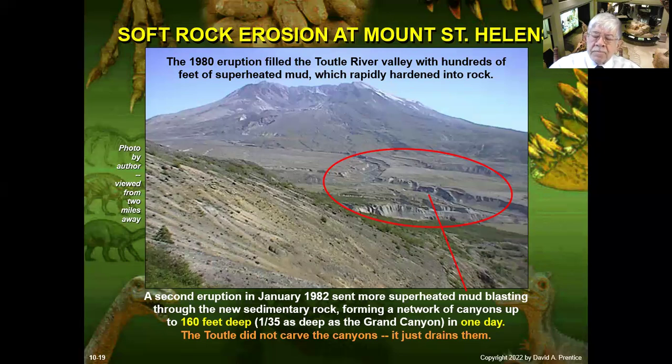And then afterward, if you look at the area that's circled in red, you'll see that there's a canyon there. It's commonly called Engineer's Canyon. So when the eruption filled the Toutle River Valley with hundreds of feet of superheated mud, it rapidly hardened into rock. Just about 2 years later, there was a second eruption that sent more superheated mud blasting through the new sedimentary rock. It formed a network of canyons up to 160 feet deep. That's 1/35th the scale of the Grand Canyon. How long did it take? 1 day. The Toutle River did not carve the canyons, it simply drains the canyons.